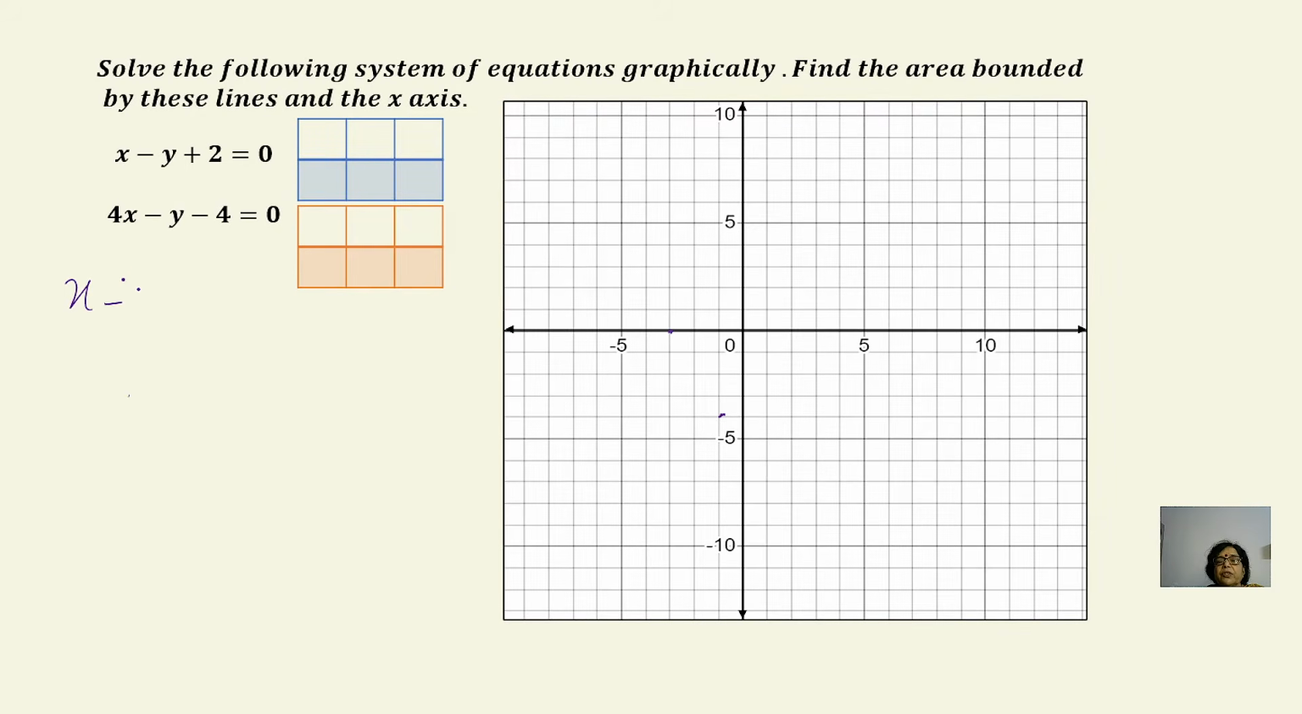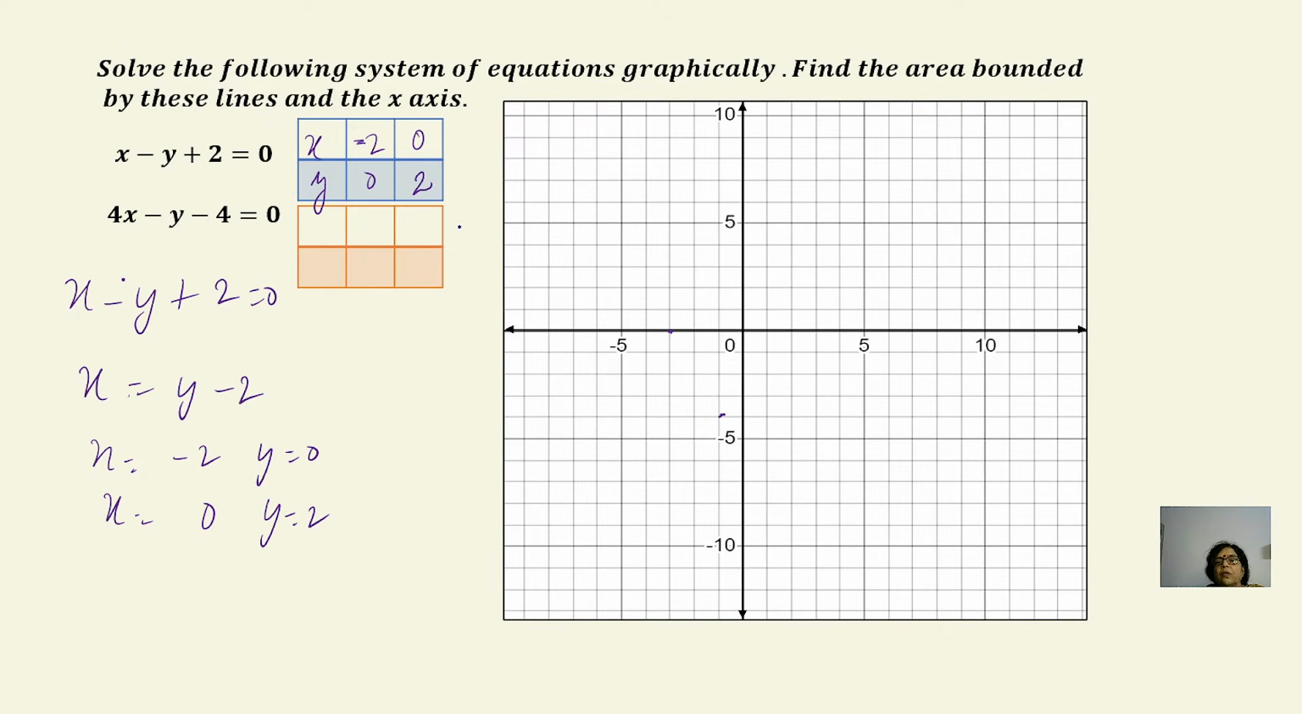Now taking the first one, x minus y plus 2 is equal to 0. So we can write this as x equals y minus 2. If we put y as 0, x will be equal to minus 2. If we take x as 0, y is equal to 2. So we'll put the values here, x, y: this is minus 2, 0, and this is 0, 2. So these are the 2 points.